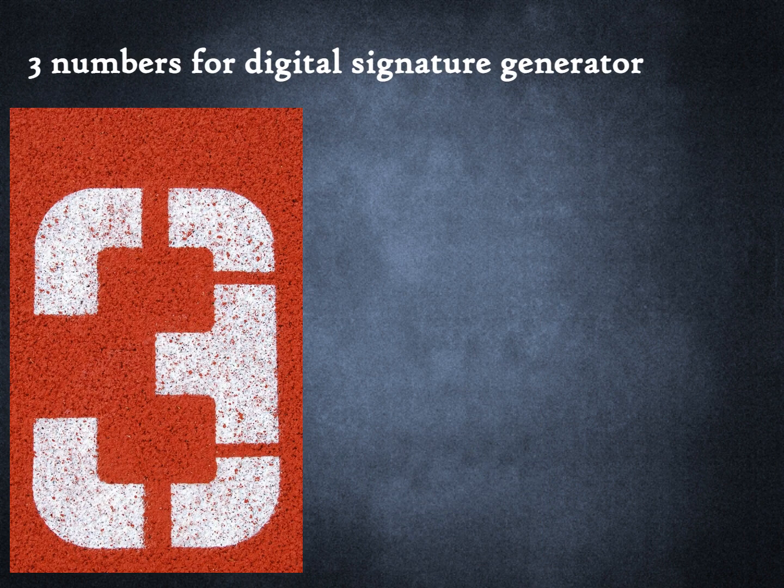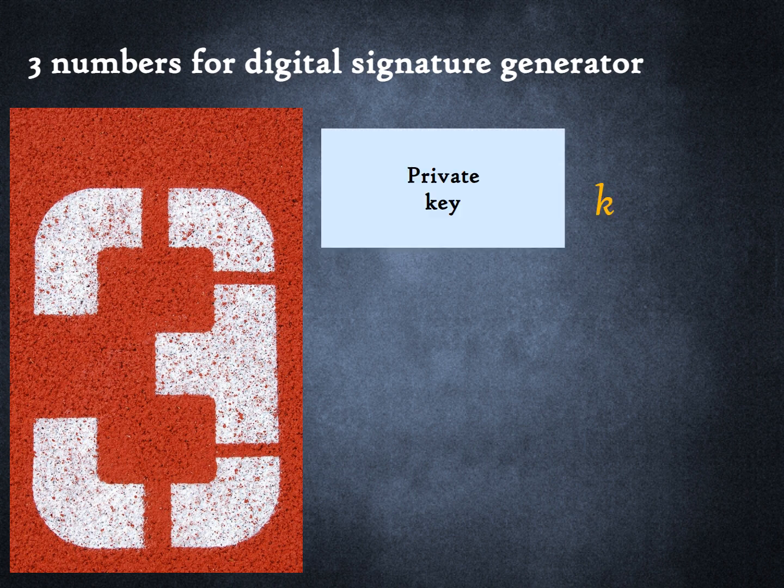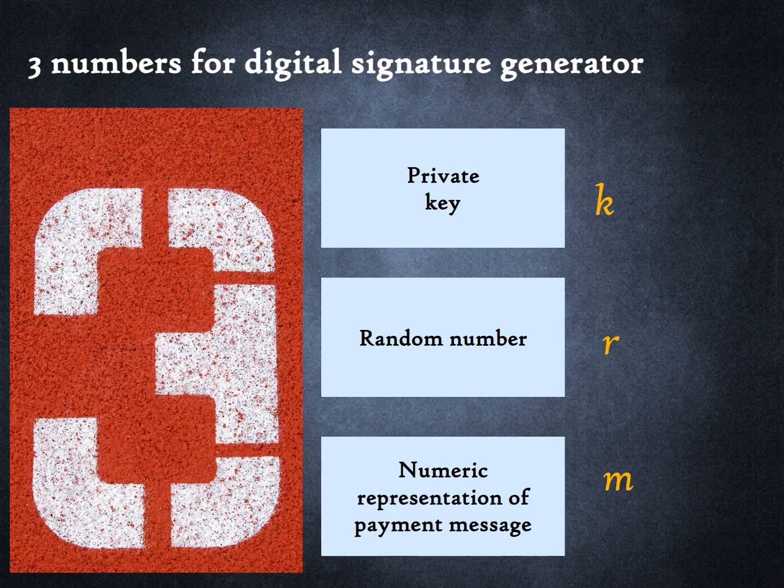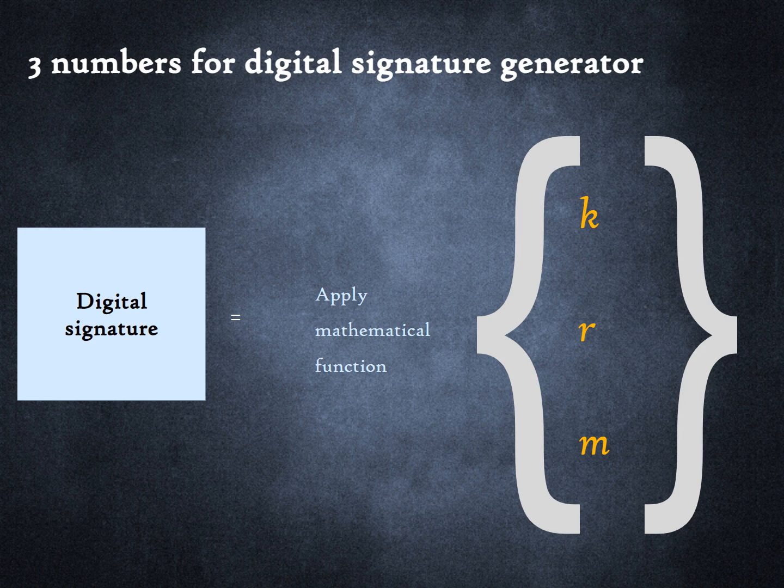While conceptually the digital signature consists of two categories, there are actually three numbers that go into the creation of a digital signature. The first number is the private key. We will denote it with a small k. The second number is a random number that we will denote as r. The third number is a numeric representation of the payment message, that we can denote as m. The digital signature is applied by applying mathematics to k, r and m. Next, we will look at what these three numbers are.